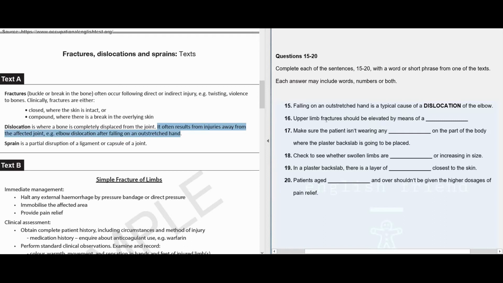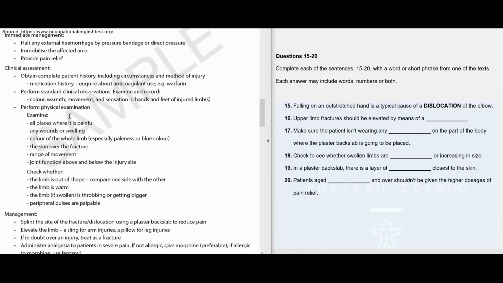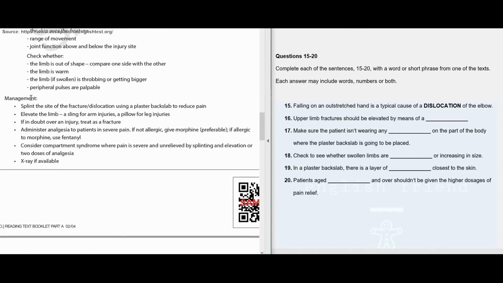Now 16. Upper limb fracture should be elevated by means of a dash. It is in text B because it's related to management. Here we may find subheading management. Second point says elevate the limb, a sling for arm injuries. Upper limb is the arm. So answer for question number 16 is sling.